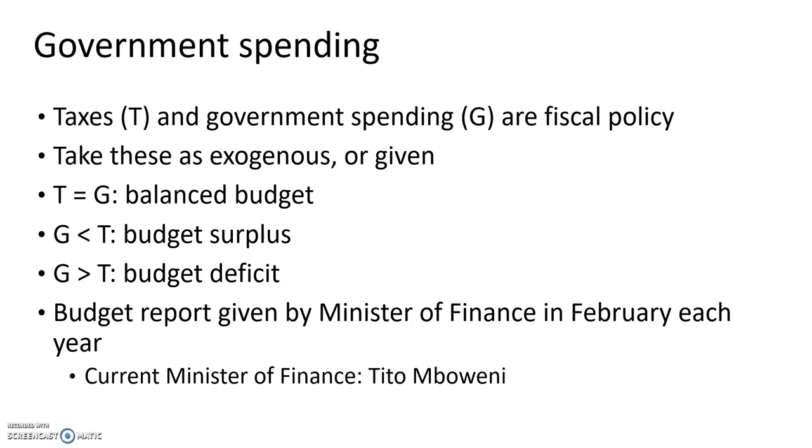Government spending. The third component is government spending. Taxes and government spending describe the fiscal policy. Just as we did for investment, we will take G and T as exogenous. When taxes are equal to government spending, we have a balanced budget. When government spending is less than taxes, we have a budget surplus. When government spending is greater than taxes, we have a budget deficit. The budget report is given by the Minister of Finance in February each year, and the current Minister of Finance is Tito Mboweni.